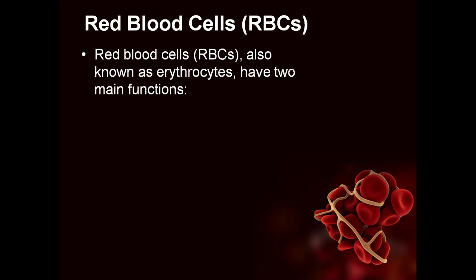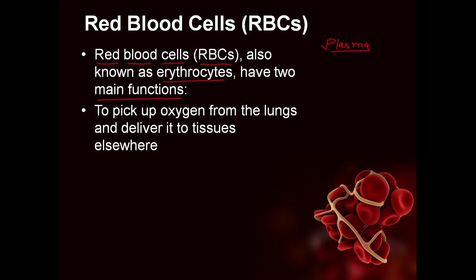Let's talk about the cells in detail, because we know that the fluid matrix is plasma, which we have discussed in detail. In plasma the proteins are present along with the inclusions. Now we will talk about the cells which are suspended in the plasma. Here the red blood cells, called RBCs, are also called erythrocytes. They have two main functions. One is oxygen carrying, to pick up oxygen from the lungs and deliver it to tissues.